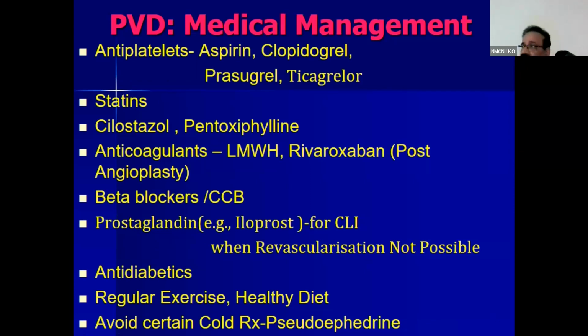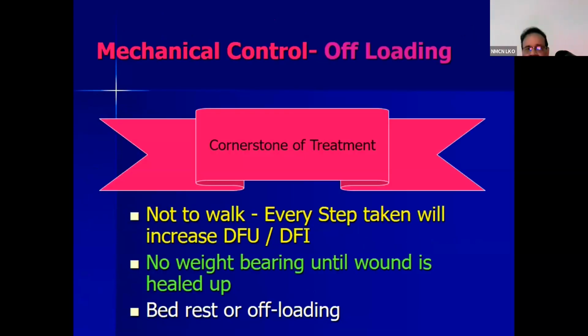In cases of post-angioplasty, for 3 days, low molecular weight heparin should be given, followed by rivaroxaban, which is an oral anticoagulant. Beta blockers reduce the heart rate and the blood pressure. Calcium channel blockers also cause vasodilatation, so they can be given. Prostaglandin like iloprost can be given for critical limb ischemia cases when revascularization is not possible. Then anti-diabetics naturally are to be given so that sugar remains controlled and peripheral vascular disease will remain under control. Regular exercise is important, that increases blood flow, and a healthy diet is an important part of the treatment. And avoid certain cold medicines like pseudoephedrine-containing cough syrup, etc.